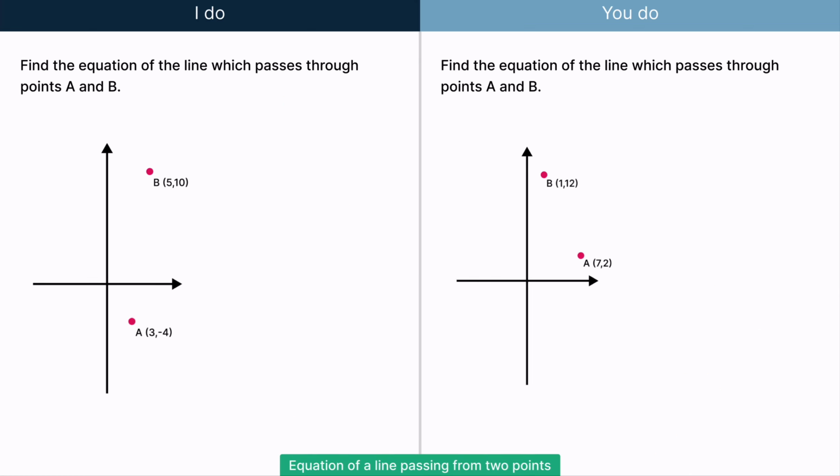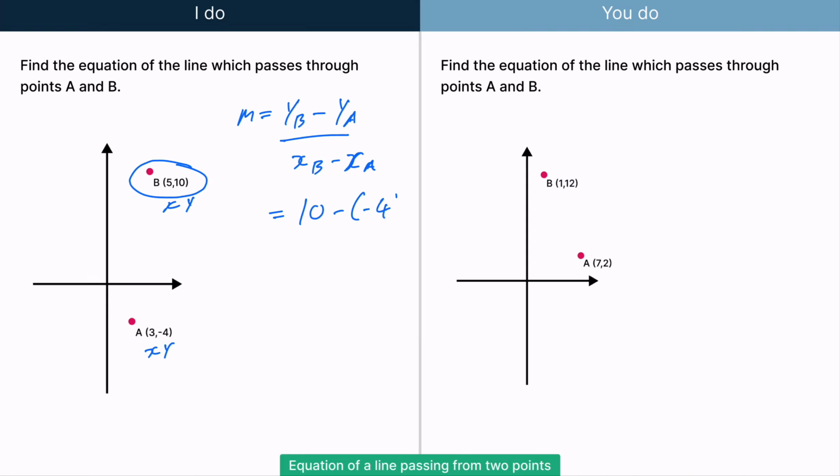Okay? So looking at this next one here, again, the exact same principle applies. You pick a point that you subtract the other one from. So I'm going to pick b. So that means my gradient is going to be yb take away ya over xb take away xa. And down here, that's going to become, we have x, y and we have x, y. So that's going to be 10 take away 4. Now careful here with the negatives, yeah? That is a negative 4 down there. So that's how we write that in brackets, okay?